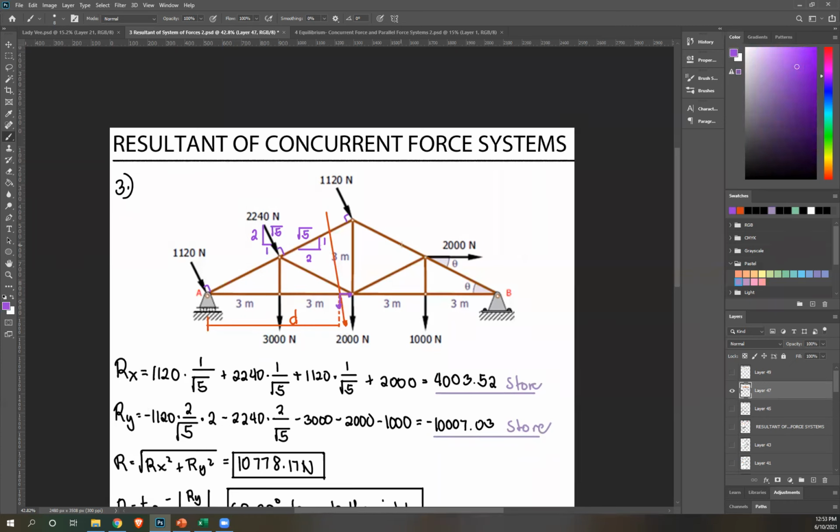Oh, wait, let me fix the drawing. I'm gonna place that here. 2, 1, square root of 5. It's the same thing, so that you can see better. And this is R. This is what we need. This is D.